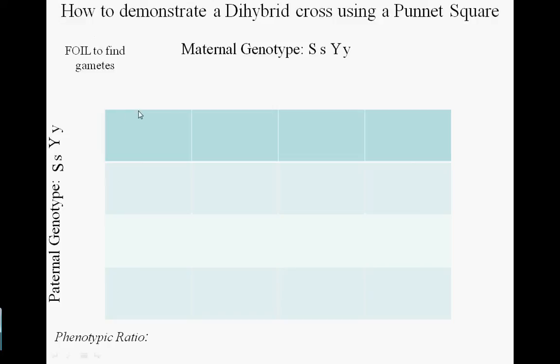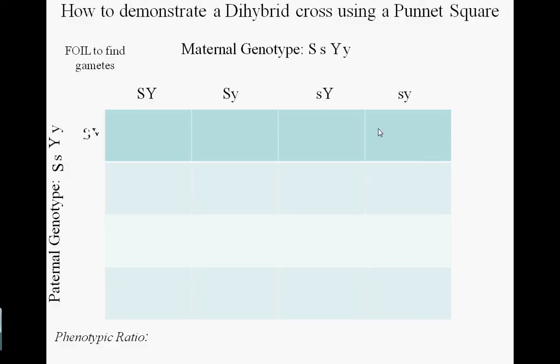Now remember that on top of each box, since we're looking at two traits, you need to have two alleles on top of each box. So first you take the first: you have a big S and a big Y, and you put that on top of your first box like so. Then your outside, you have big S, little y. Put that on top of your box like so. Inside, little s, big Y. Put that on your box. Little s, little y. Put that on your box, okay?